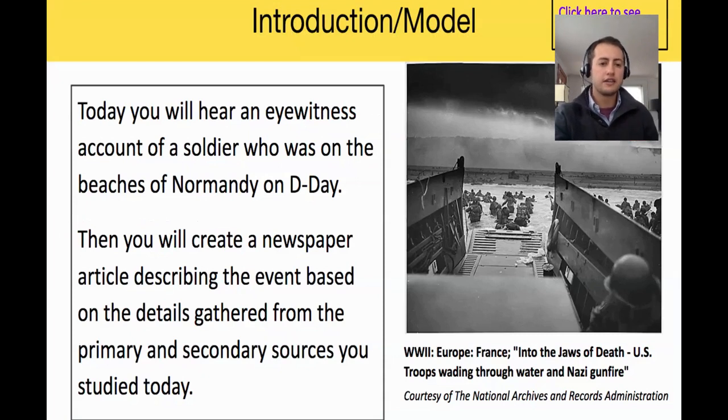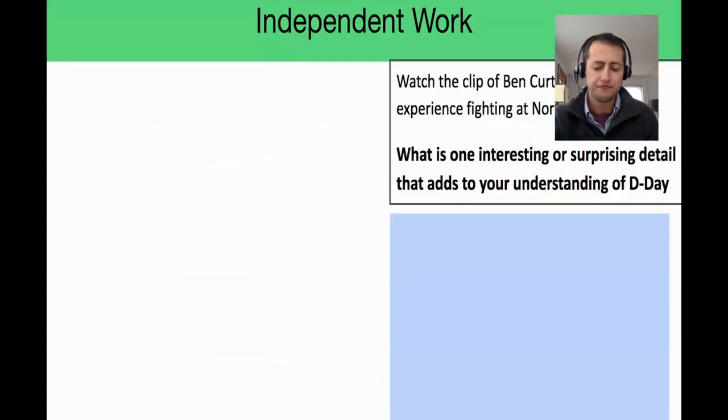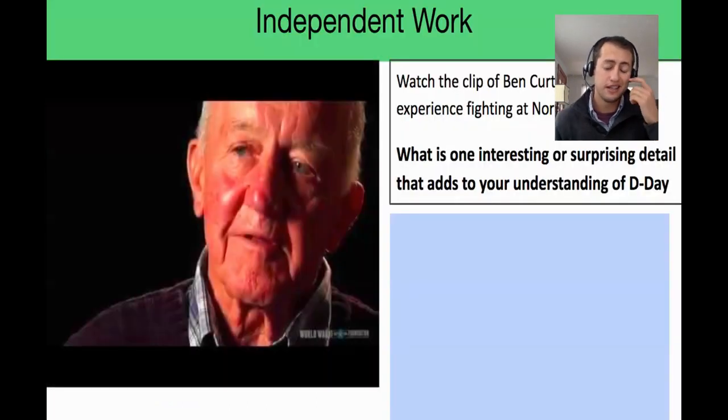Okay, the final thing you're going to do is introduce an eyewitness account from a veteran who stormed the beaches of Normandy, and then students are going to be creating their newspaper article using the video, the text, and the maps from the beginning of the lesson. In this clip, he talks about some pretty graphic stuff, and it can be emotional. So I do actually like to share this clip with my students instead of having them do it independently, but that's definitely up to you and your own class.